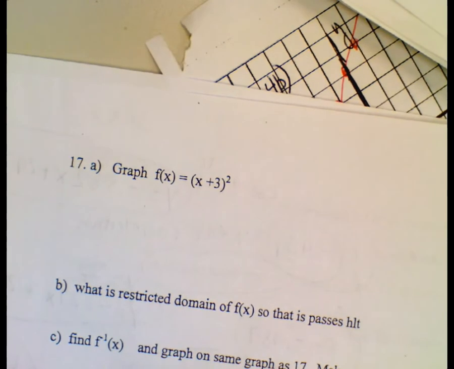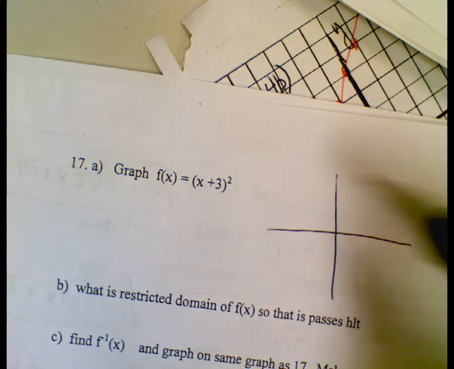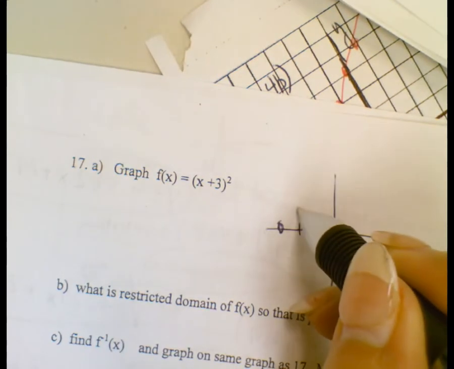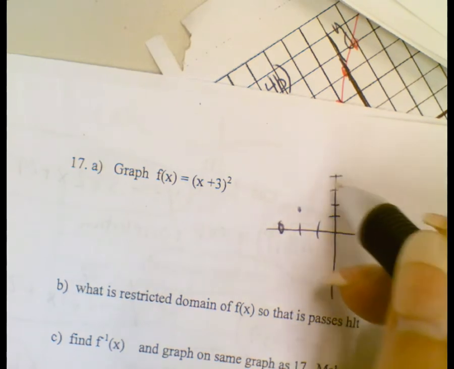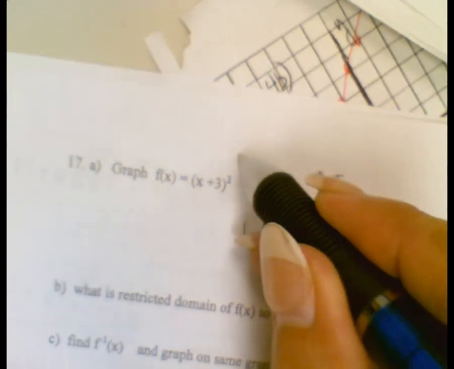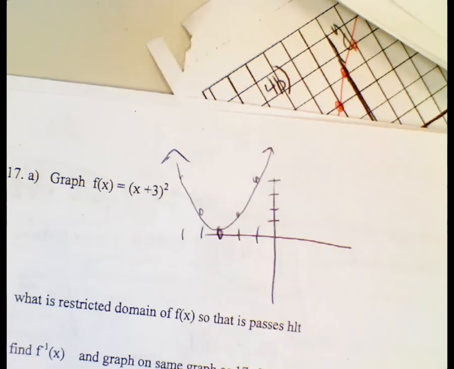All right, 17 could be on your non-calculator. So the first thing they want you to do is graph this. Now you can punch it in your calculator if you want, but this is a quadratic that's 3 left, over 1, up 1, and over 2, up 4. So here is your parabola. So graph f of x, that's what it looks like.